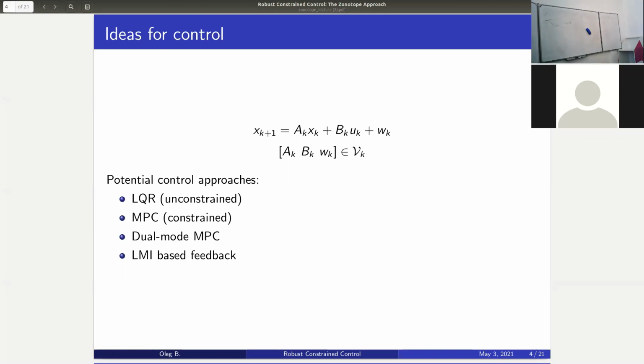Another idea is LMI-based feedback. It's a concept of how you can design your feedback that satisfies all your sets, and it works very well. You can give guarantees that it satisfies your constraints, and the system will be stable.